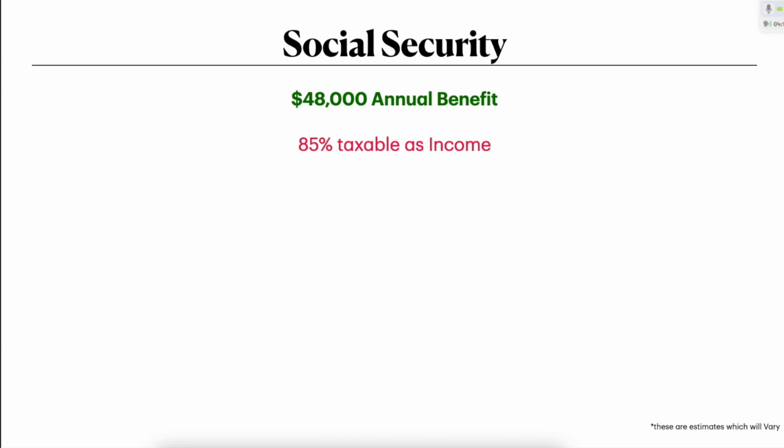Well, depending on how much income you make or how much money you pull out of your 401k, if you make over $44,000 a year, married filing jointly, then 85% of your Social Security is actually taxed as ordinary income. What does that mean? They're going to pay you 48 grand, but they're going to tax you on 85% of that. So 85% of 48,000 is $40,000 a year that now will be put on your 1099 as taxable income.